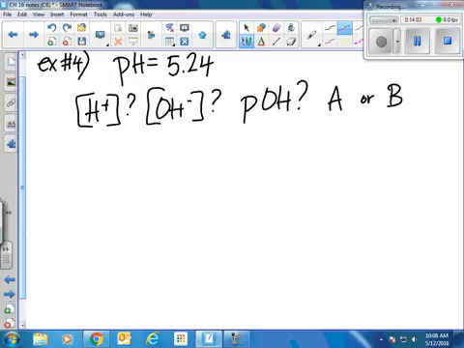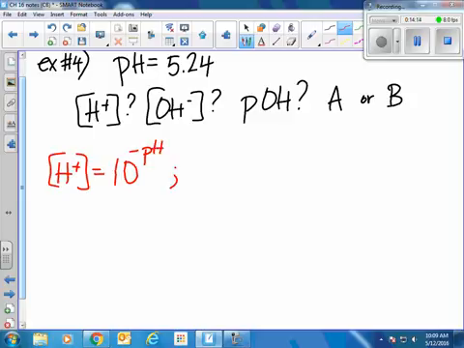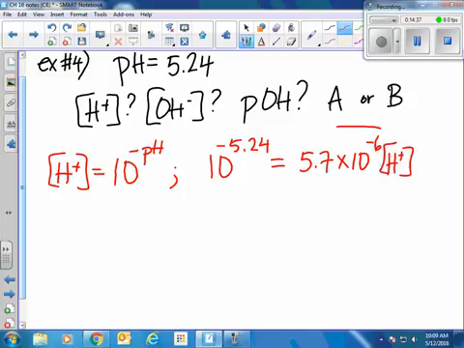Okay, so the only place I can start with the pH is I need to recognize that my hydrogen ion concentration is equal to 10 to the negative pH. Okay, so let's substitute that in. So I have 10 to the negative 5.24. Calculate that out. I can see I have 2 decimal points there in my pH, so that means I need to have 2 sig figs in my concentration. So this is going to be 5.7 times 10 to the negative 6th, and that is going to be my hydrogen ion concentration. All right, so that's one answer. We got that one taken care of.